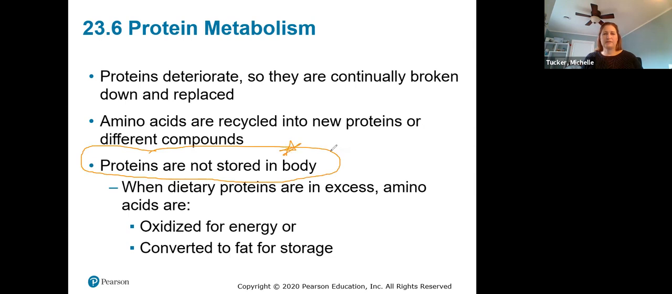So there's 2 things that can be stored: carbohydrates and fats. These can be stored, but proteins are not stored. So when dietary proteins are in excess, amino acids are either oxidized for energy or converted to fat for storage. And not surprisingly, that decision as to whether it is going to be oxidized or converted to fat all revolves around the Krebs cycle. Okay.